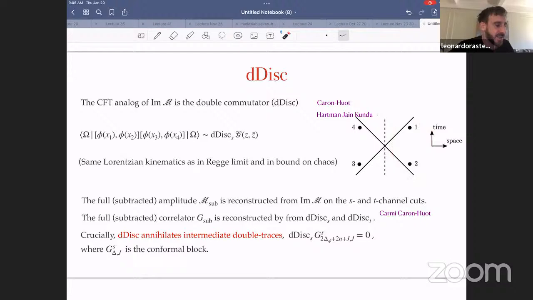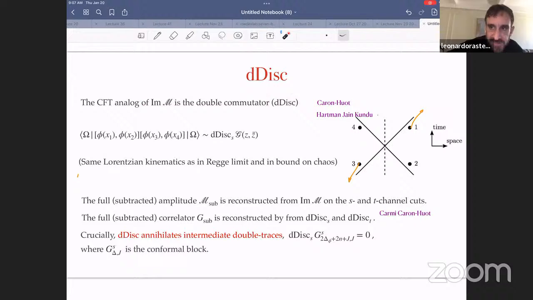And so this particular kinematic configuration is the one that has appeared in a few crucial places in the last several years. It is the one that controls the Regge limit, the one that controls the bounds on chaos. In the Regge limit, you're taking a limit where you boost these particles like so towards the light cone. And so the idea is that this double commutator is the precise CFT analog of the imaginary part of the amplitude in flat space. There's a close parallel that we can exploit to upgrade the flat space story to AdS.